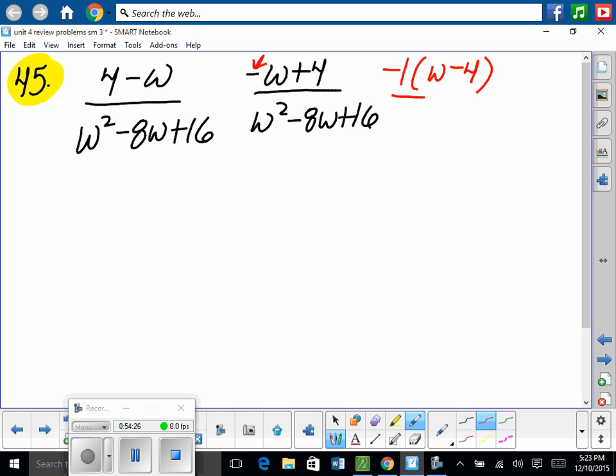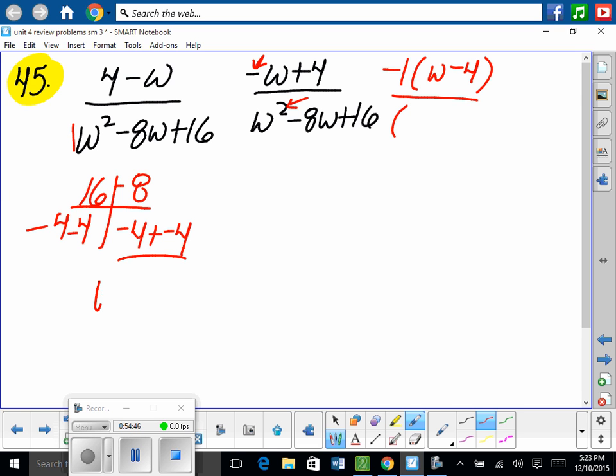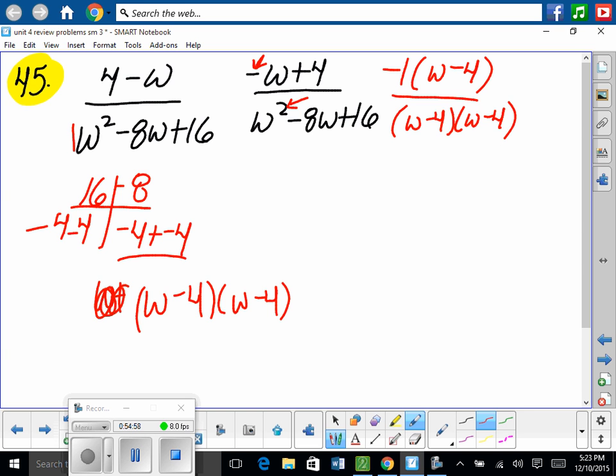And then on bottom, we factor this. What multiplies, since it's quadratic, what multiplies to be 16 and adds up to be negative 8? 4 times 4. No, let's see. And yeah, they both would be negative, which makes sense because negative 4 plus negative 4 does equal negative 8. Because our A value is 1, this quick factors to be W minus 4 times W minus 4. So I'm going to write that W minus 4 times W minus 4.